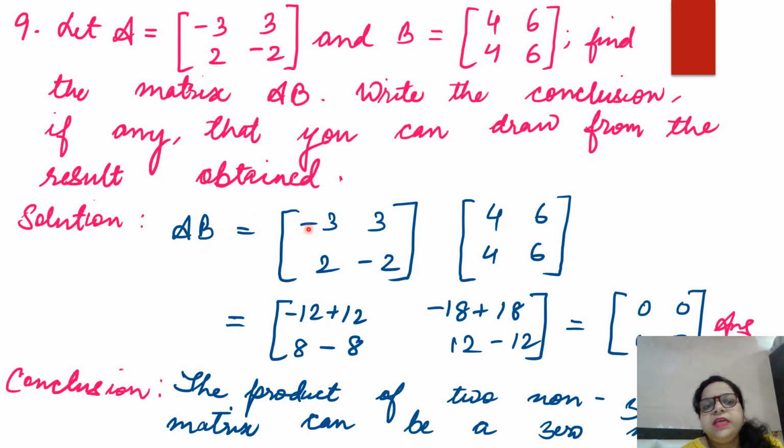The AB matrix will be [minus 3, 3; 2, minus 2] into [4, 6; 4, 6]. You get the answer here: first row into first column, minus 3 into 4 is minus 12, and 3 fours are 12, so minus 12 plus 12, minus 18 plus 18, then 8 minus 8, and 12 minus 12. So what do you get? The null matrix, the zero matrix. Therefore, the conclusion that can be drawn is that the product of two non-zero matrices can be a zero matrix. Okay, children.